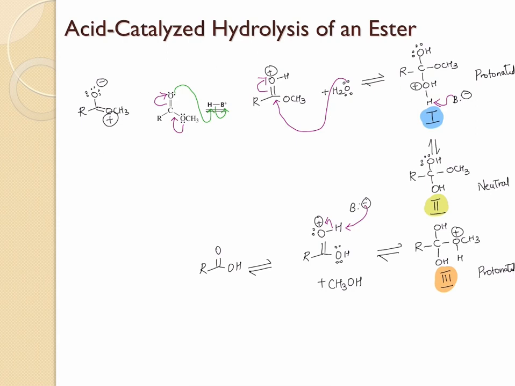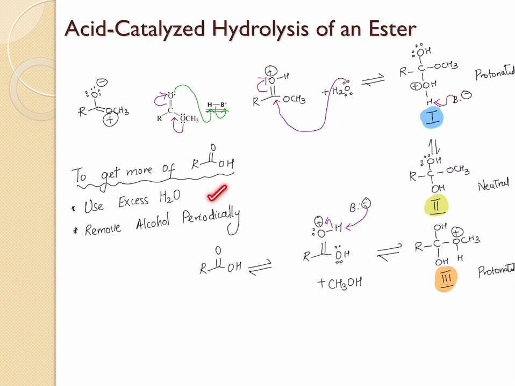But how can you drive the reaction in the forward direction so as to get carboxylic acid? One thing that you can do here is periodically remove the alcohol that has been obtained. If the alcohol has a lower boiling point, you can easily distill that off so as to prevent the backward reaction. Or you can use excess water so as to drive the reaction in the forward direction. Both of these things make the reaction go in the forward direction, thereby increasing the amount of carboxylic acid.